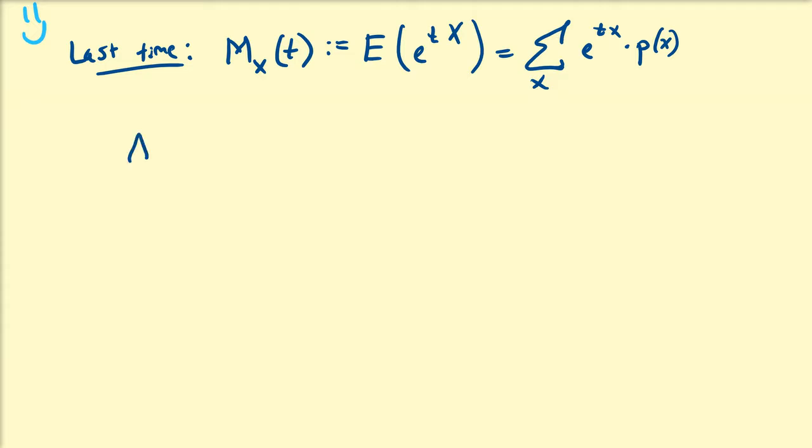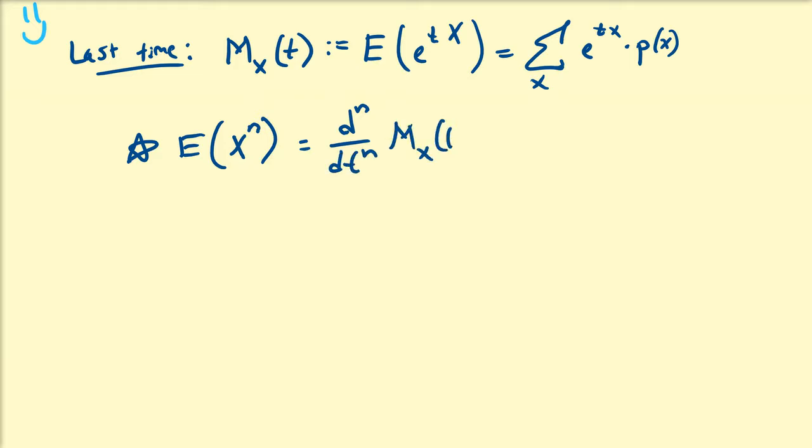And also we proved the property that the nth moment of the random variable X, or the expectation of the variable X to the n, is just going to be equal to the nth derivative with respect to t of the moment generating function M sub X of t evaluated at t equals 0. So let's work through an example of how to generate a moment generating function and use it to generate the moments and also the variance and standard deviation of the random variable X.